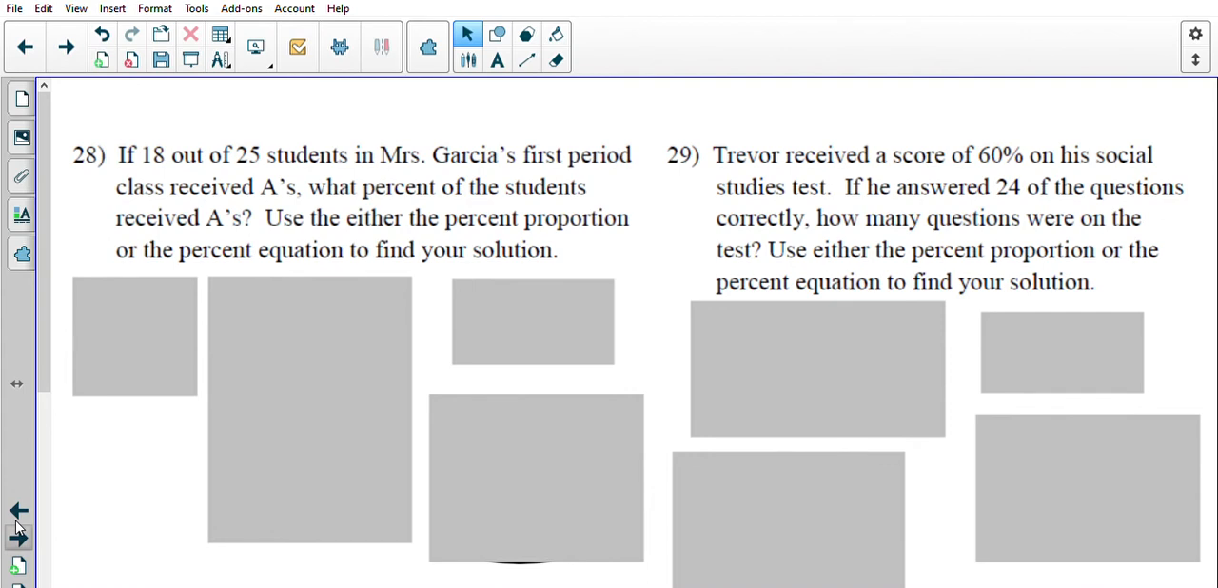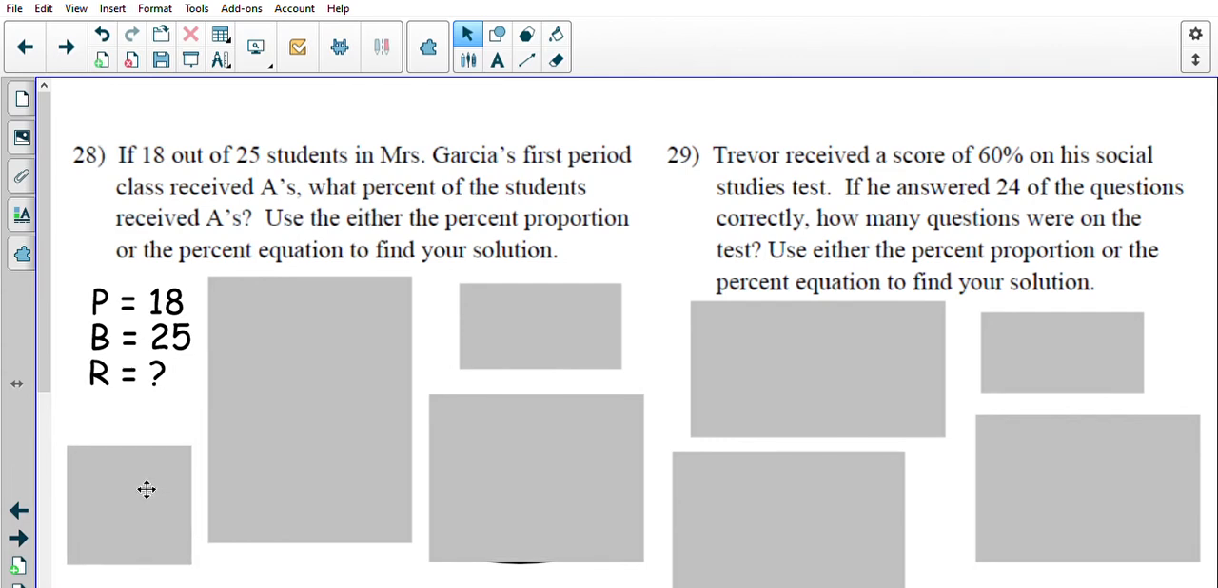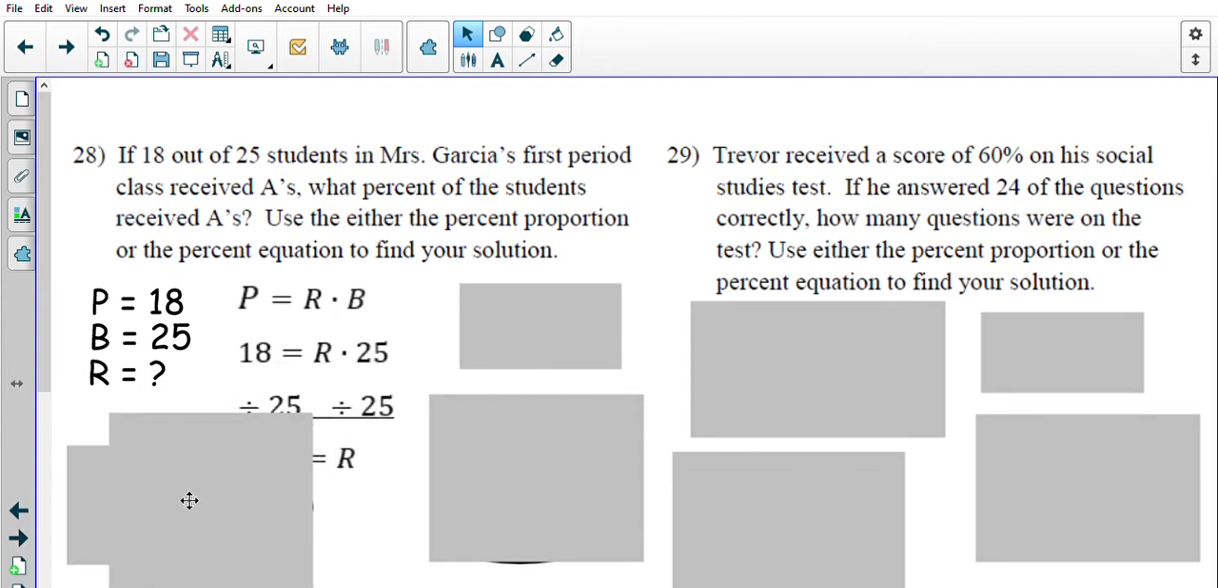All right, so let's take a look at number 28. It says, if 18 out of 25 students in Mrs. Garcia's first period class received A's, what percent of the students received A's? Use either the percent proportion or the percent equation to find your solution. I'm going to show both for these questions, just in case some of you prefer one over the other. So first thing we want to do is identify our part, our base, and our percent as needed. So in this case, it's 18 out of 25 students. So 25 is going to represent my base, 18 is going to represent my part, and R, or the percent, is my unknown.